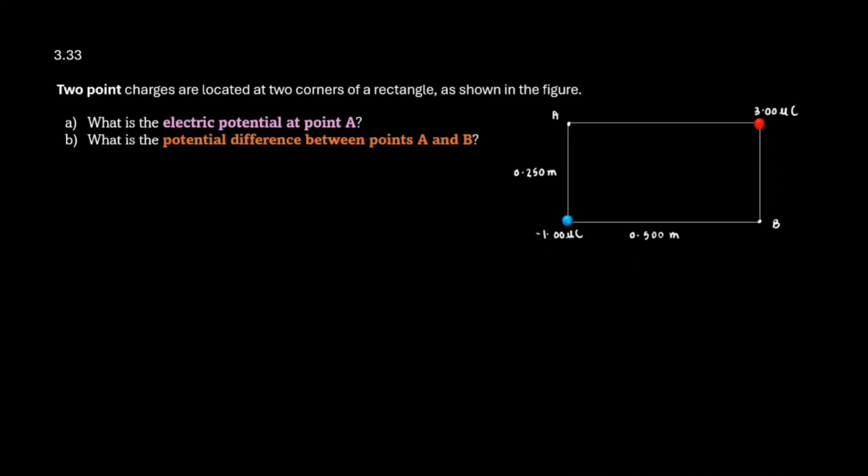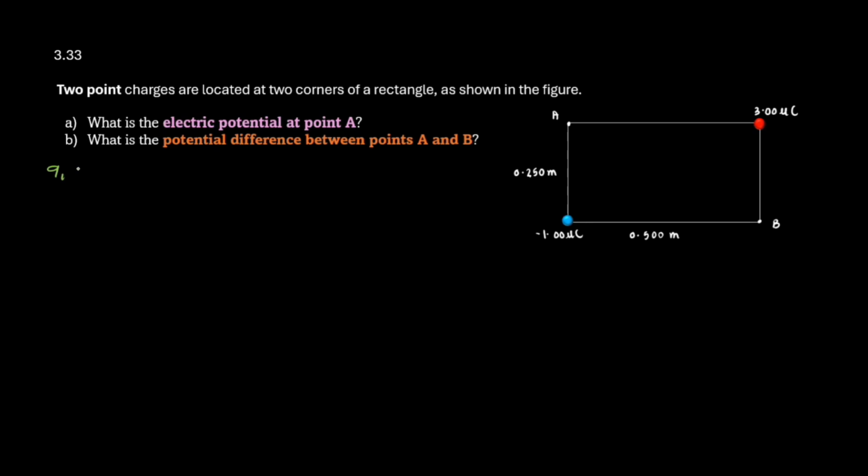Question 3.33. Two point charges are located at two corners of a rectangle as shown in the figure. What is the electric potential at point A? And what is the potential difference between point A and B? So here you have two point charges located at two corners of a rectangle.